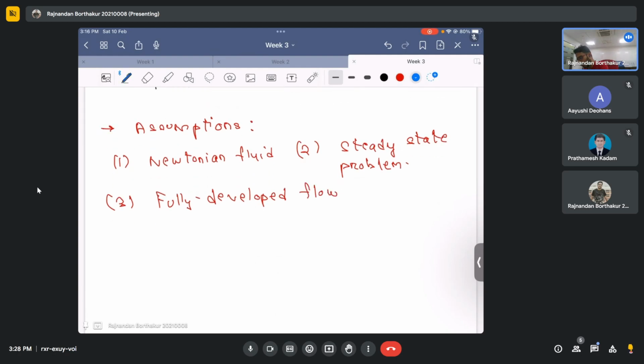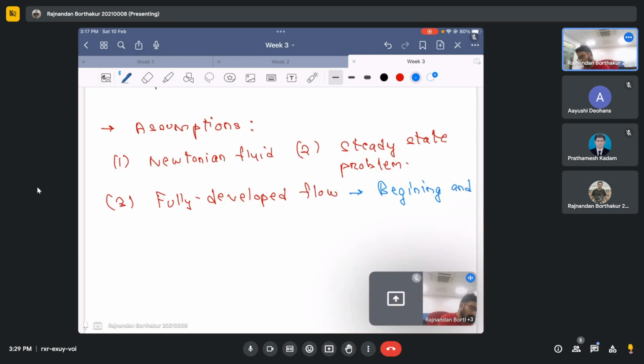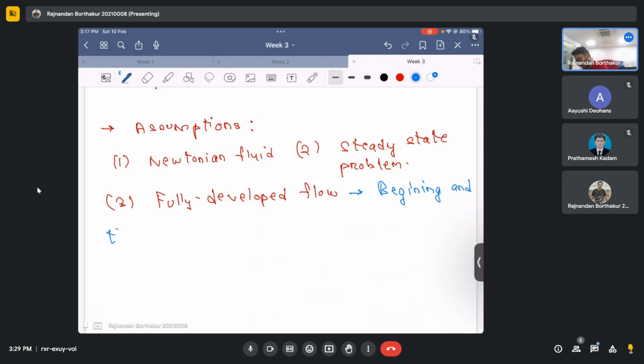So this means that the beginning and the end effects are neglected. All right. Then what do we have?